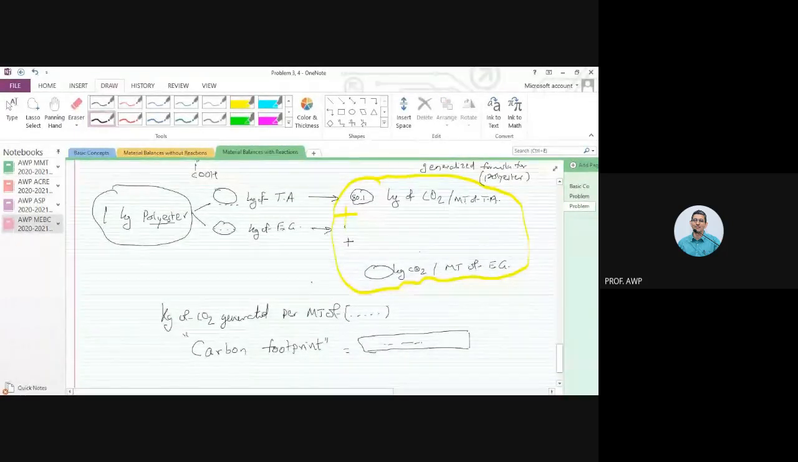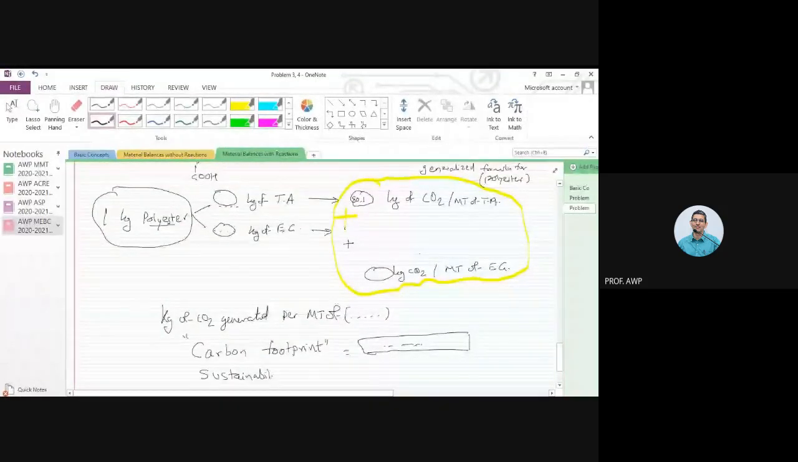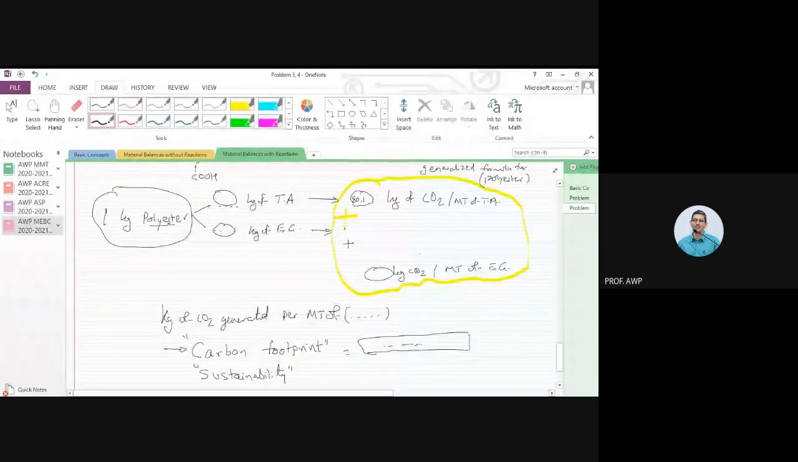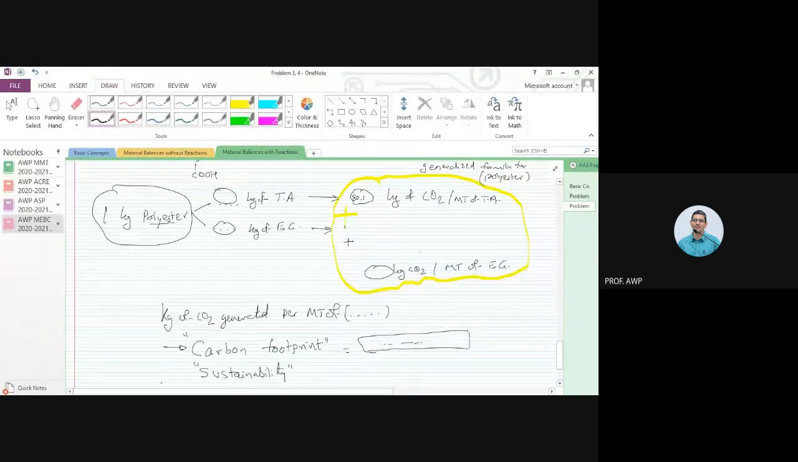Plus, so many other places we are using energy. We still have to worry about how much CO2 is generated. What is the CO2 footprint of electrical energy? We will do all these as we go along. Okay. So in terms of our sustainability, we need to worry about what is our carbon footprint. 1 kg polyester, if you buy, that much amount of carbon dioxide you are generating in the environment. So be conscious about what we are doing to the environment.